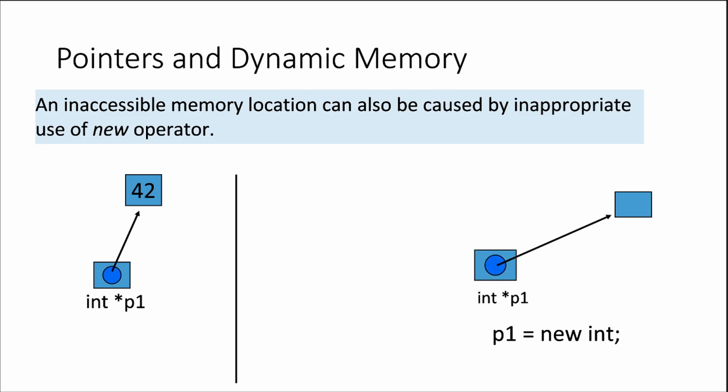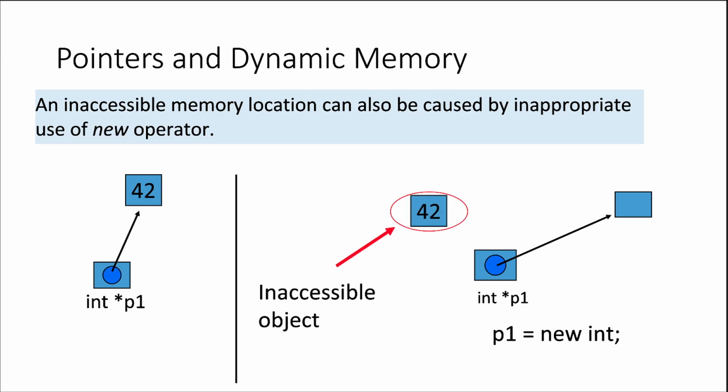Then what happened? A new location got created, a new allocation got allocated, and then P1 points to that new allocation. Then what happened to 42? Inaccessible. So this is another method in which you create inaccessible locations, and you will end up in a memory leak. Getting it? Right.